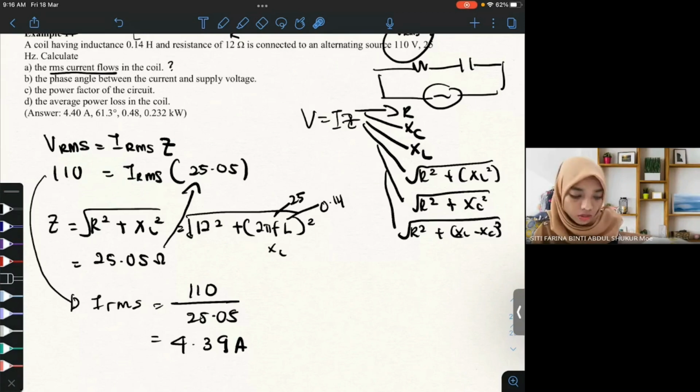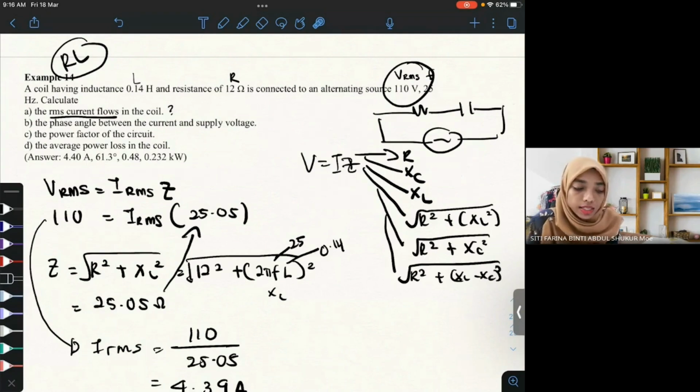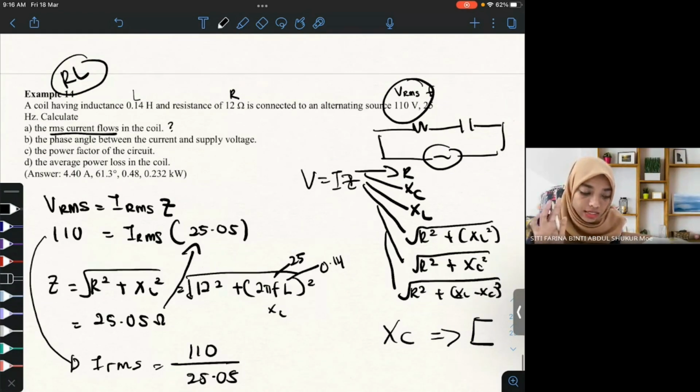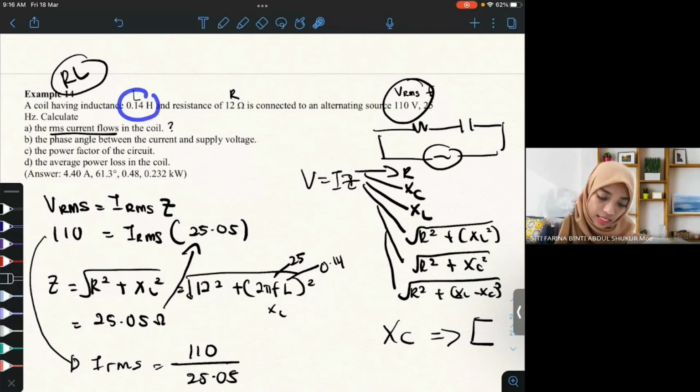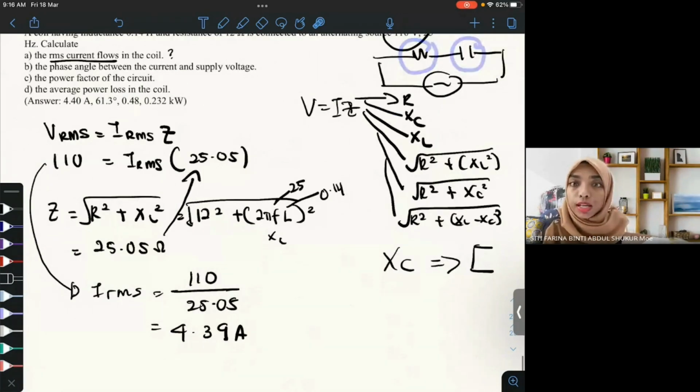Miss, kenapa tak masukkan XC? Sebab tak ada komponen C, sayang. Tak ada XC, sebab tak ada C. Kita tak ada capacitance dalam circuit kita. Circuit kita, dia kata a coil having inductance and resistance sahaja. So dalam circuit kita ada resistance dan inductance sahaja. Kalau nak masukkan XC pun, bila C tak ada, macam mana nak masukkan XC? So nilai dia adalah kosong.